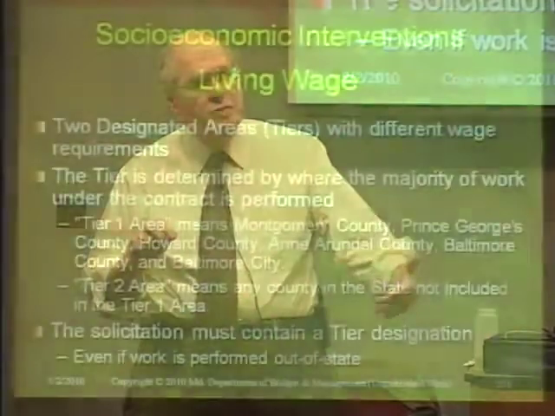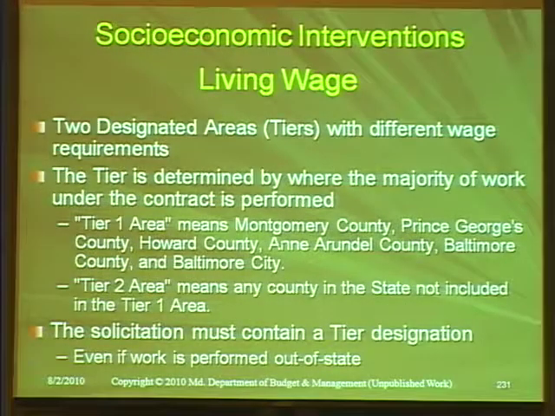So just to give you this little bit of information, there are two designated tiers. There's a Tier 1 and a Tier 2. Tier 1 is 6 jurisdictions: Baltimore City, Baltimore County, Anne Arundel County, Howard County, Montgomery County, and PG County. Is that what that says up there? Yes, I believe it is. And Tier 2 is the other 18 jurisdictions in the state.